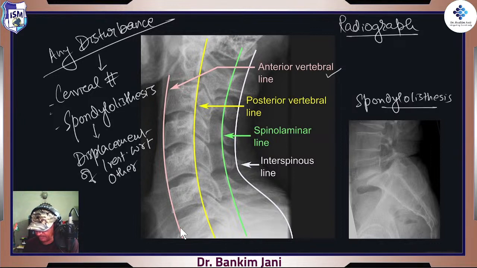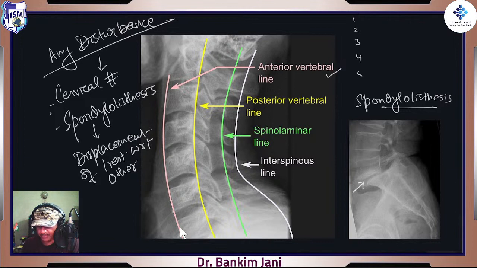Not the cervical one, but see over here, this one. You can see that it has shifted. So that is spondylolisthesis. Now, there are a few grades. Not at all complicated. Let's make some space over here. Grade 1, grade 2, grade 3, grade 4, and grade 5. Even within just 30 seconds, you'll be able to understand it. That's the width of the vertebral body, and this is another one. See, this much is the displacement. This displacement is of what percentage of the width of the vertebra? What percentage?